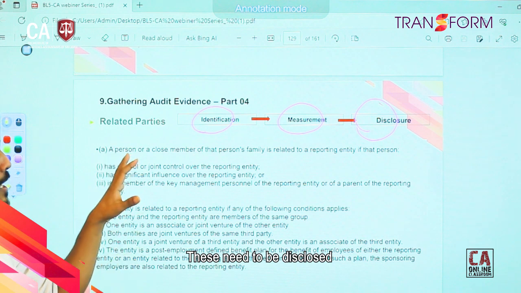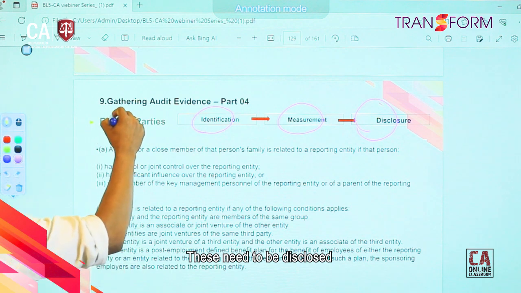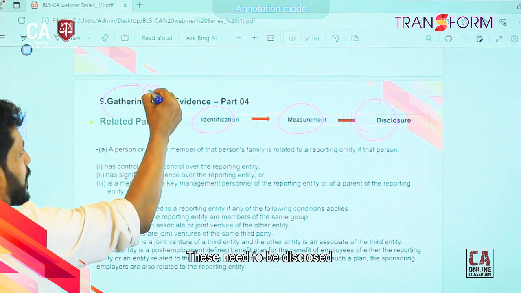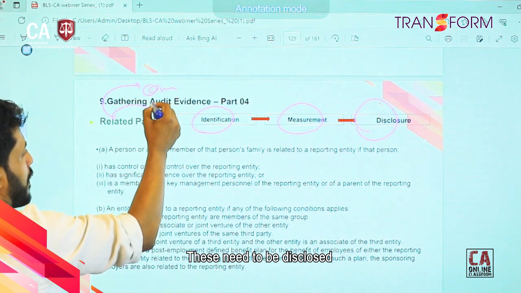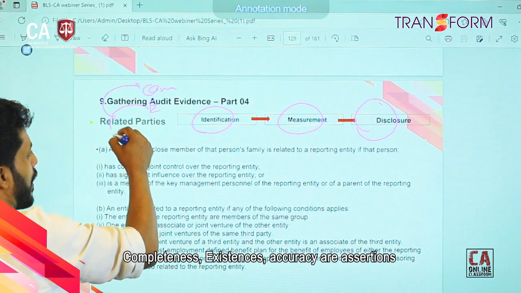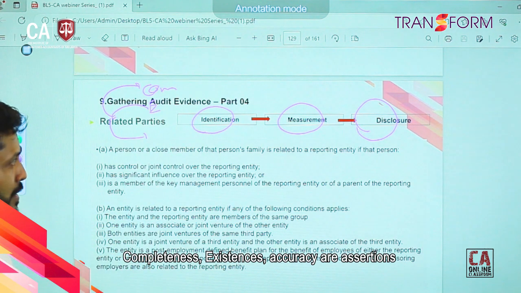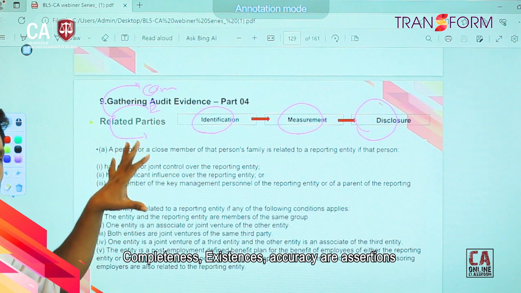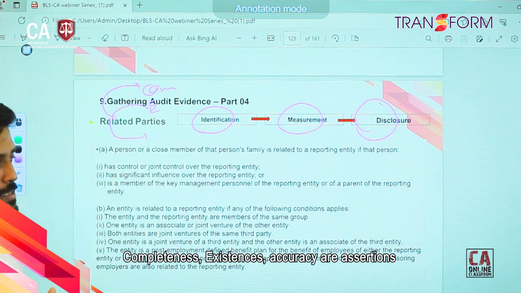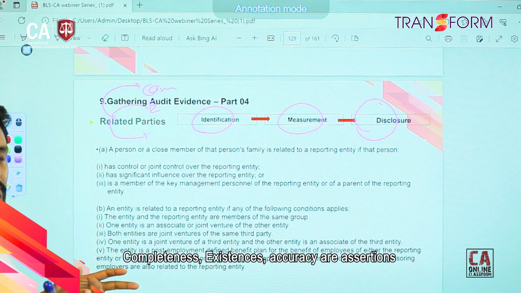If we take a related party disclosure, in terms of assertions, completeness and then existence, the accuracy may be the challenge, right? So to ensure that, we should have a proper process in the organization. Sometimes we can take a system related process.